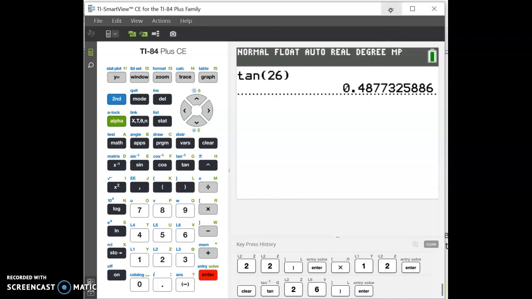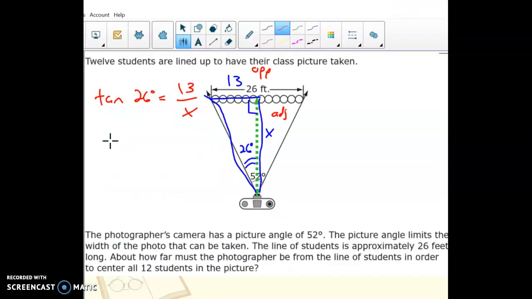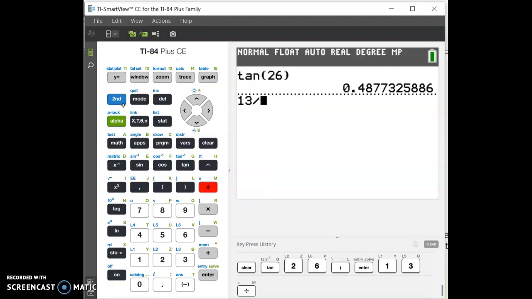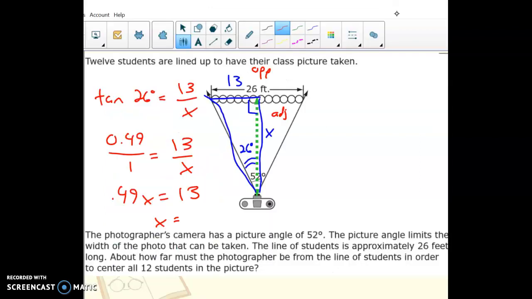Okay, so we get about 0.49. So we get 0.49 over 1 equals 13 over x. And now I do my cross product, so I get 0.49 times x equals 1 times 13, which is 13. So now I just have to divide 13 by that 0.49 number. So I'm going to do 13 divided by my previous answer. It's about 26.7, if we rounded it. So that is the distance from the camera to the students.